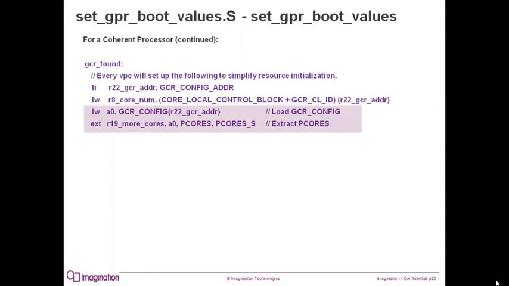Now the code will save the total number of interactive cores in the system. This information is stored in the GCR config register located at offset 0 from the GCR base. Bits 0 through 7 contain the value, so these bits are extracted from the register value and stored in GPR19. Now we are done with the init GPR function and the code returns.